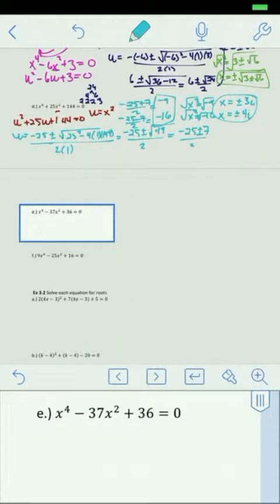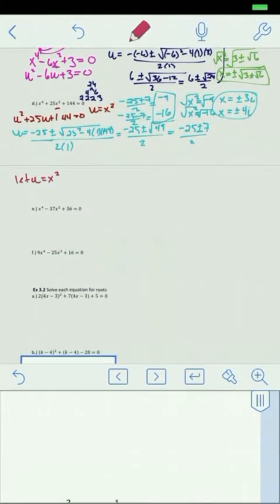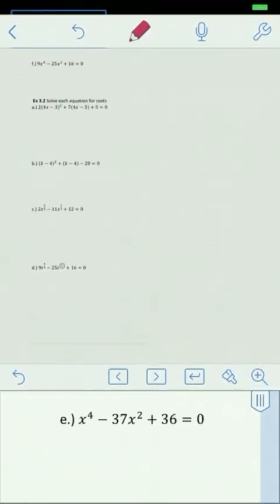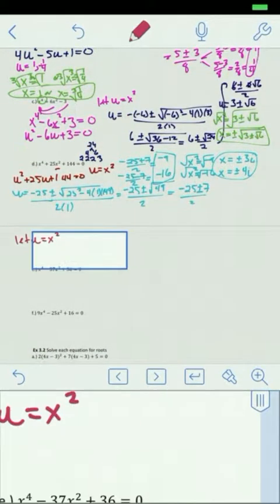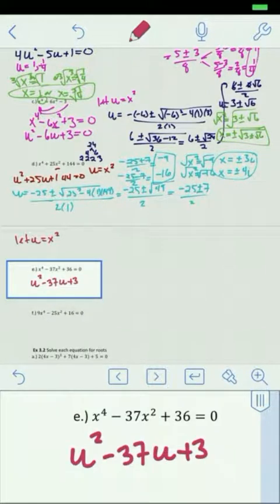Alright, let's keep going. Let's do another one. Again, I'm going to let u equal x squared. So I get u squared minus 37u plus 36 equals 0, right? Instead of the x to the 4th equation.